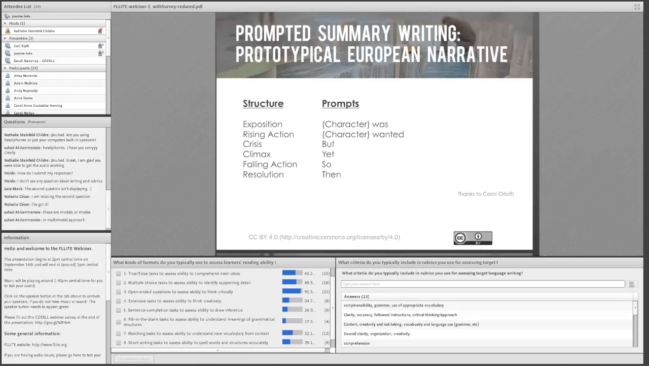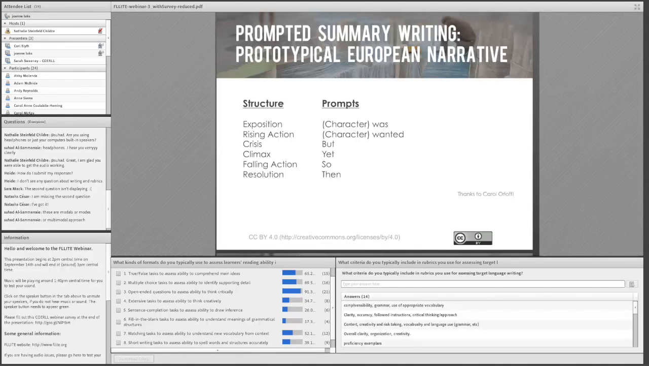Here is your solution, indicated by "so," and finally the resolution, indicated by "then." So you don't need to provide the structure to the students, simply the prompts: character was, character wanted, but, yet, so, then. And this is also nice at the introductory levels, of course, because it gets students working directly with conjunctions and logical connectors that are so important for them to understand in reading and also then to produce in writing for this coherence of a text and understanding.